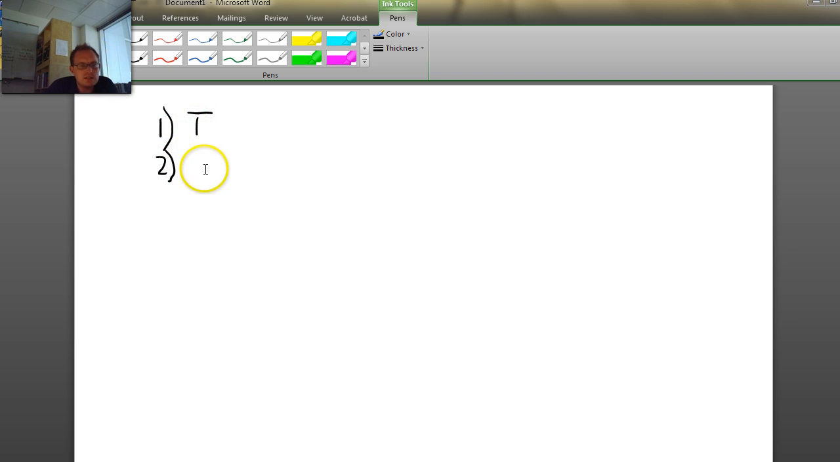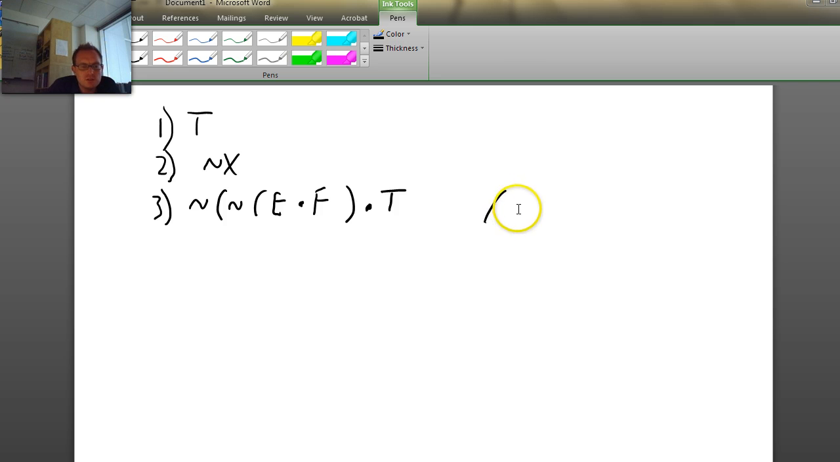The second premise here is not X. The third is going to be not E and F, and T. And the conclusion we're looking for over here is not X and E.